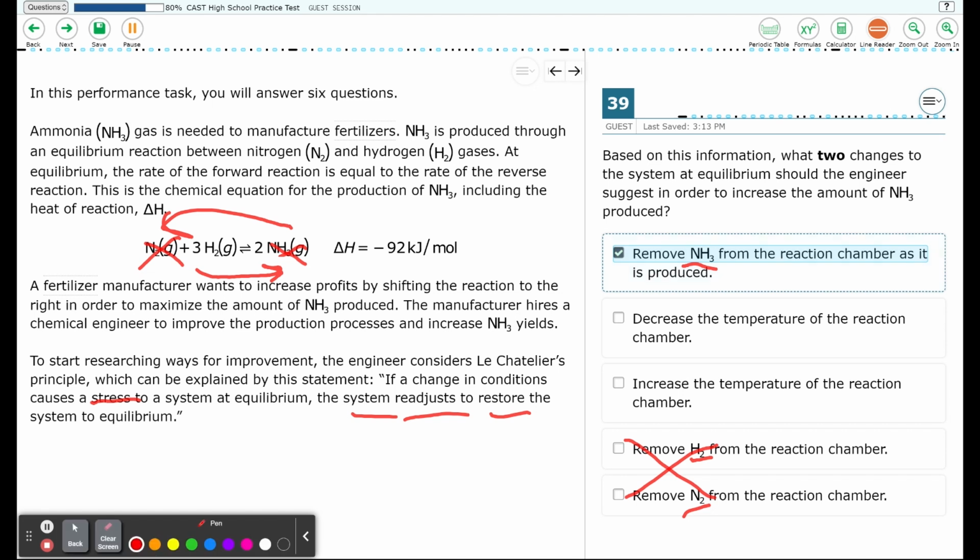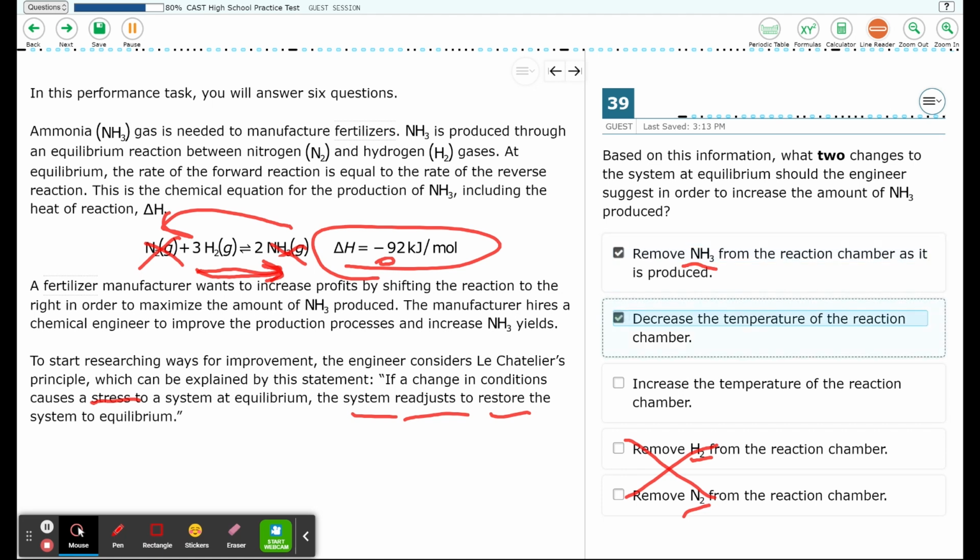Then we see that the other 2 deal with the temperature, so we need to look at the heat of reaction. Since the heat of reaction is negative, that means it's an exothermic reaction, meaning as it goes this direction, it's producing heat. So if we want it to produce more heat, we would want to do the opposite, which would be to decrease the temperature of the reaction so that it'll go this way to create more heat. Remember, again, it readjusts to restore equilibrium.